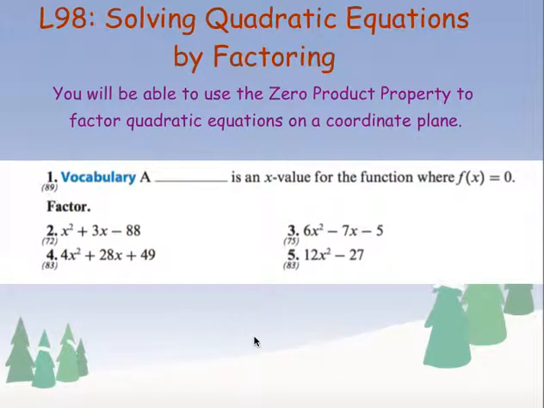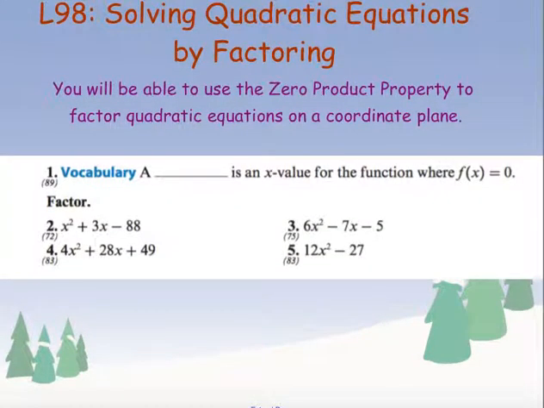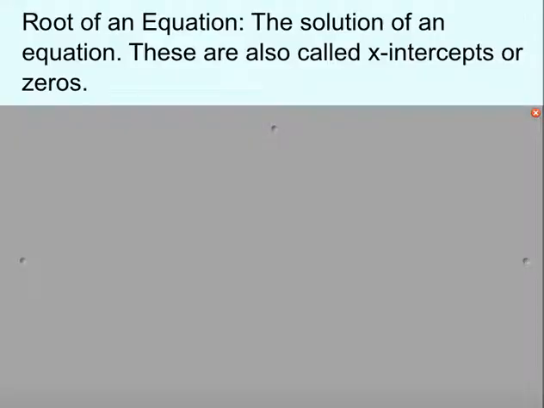Algebra 1, Lesson 98. We are solving quadratic equations by factoring. So we're using the zero product property in order to solve this. And what we're looking for are the roots of an equation. We've called them other names. They're also called x-intercepts or zeros, and they're really just the solutions to the equation.